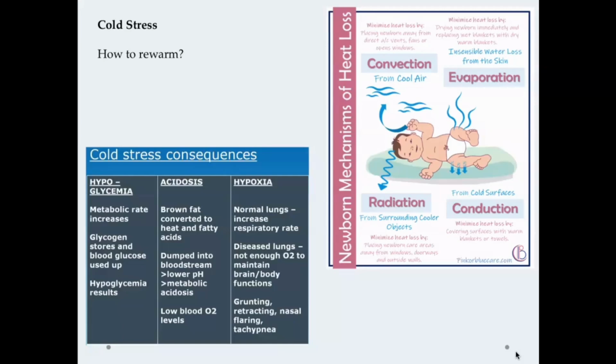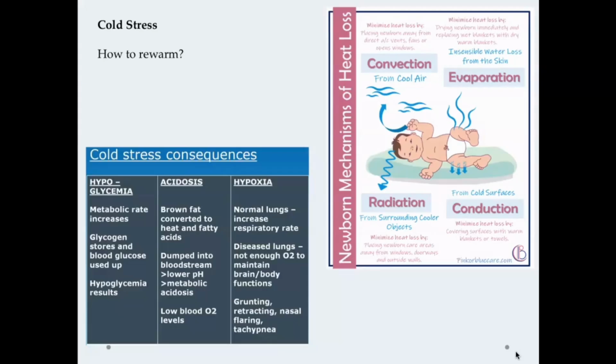So convection, evaporation, radiation, and conduction are ways that babies lose heat. Convection is from cool air. You want to minimize that by placing newborns away from direct AC vents, fans, or any open windows.